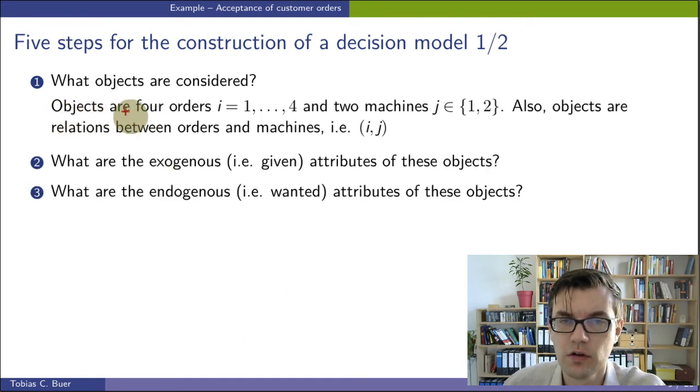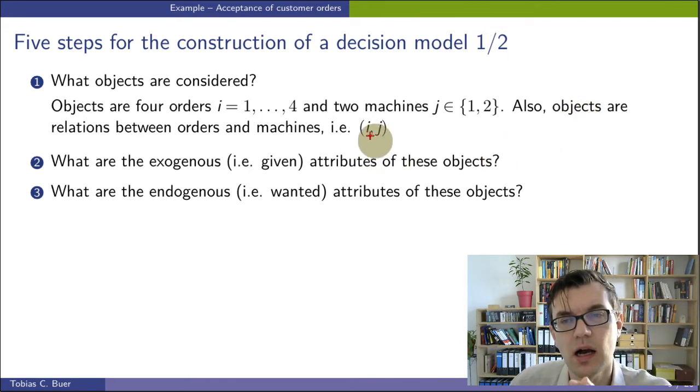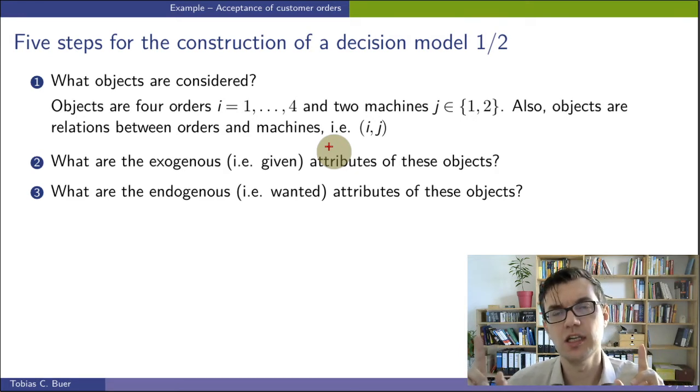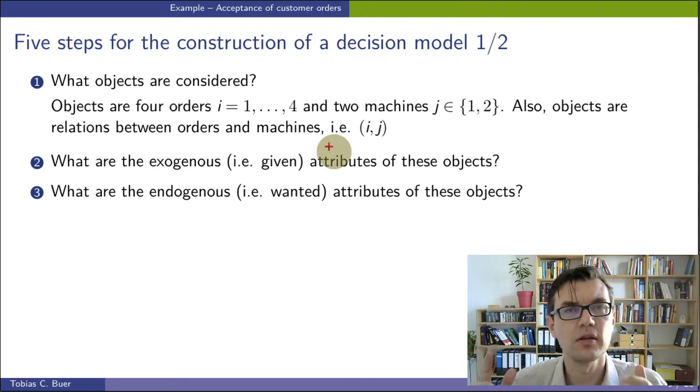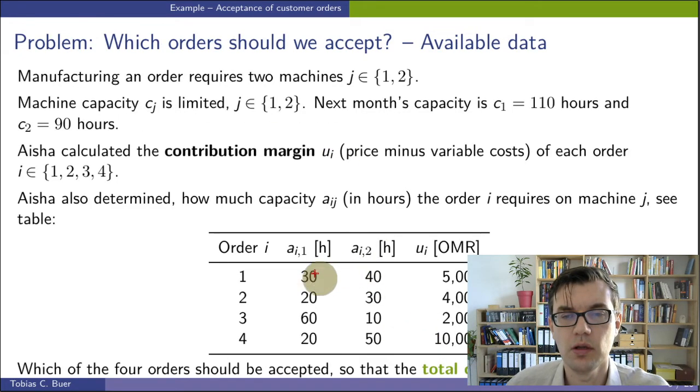So we have here as objects that we should build our model about. We have 4 orders and 2 machines, and we have the relations between the orders and the machine capacity written here in round parentheses, ij. So for each combination of an order i and a machine j, we have a value, and in this case, this is the required capacity to produce order i on machine j. This was shown in the table on the previous slide in columns 2 and 4.